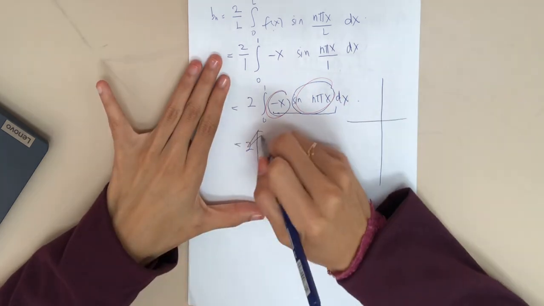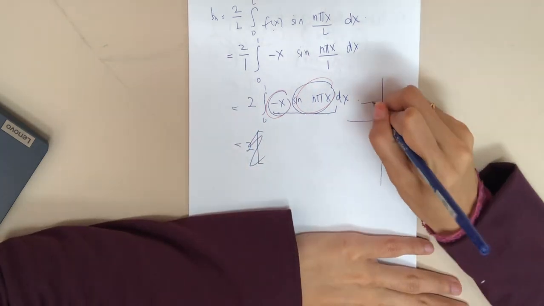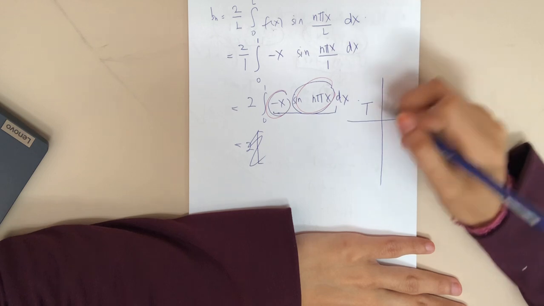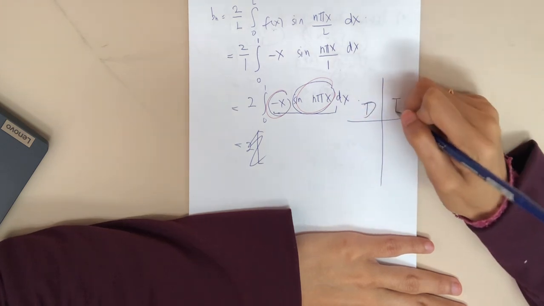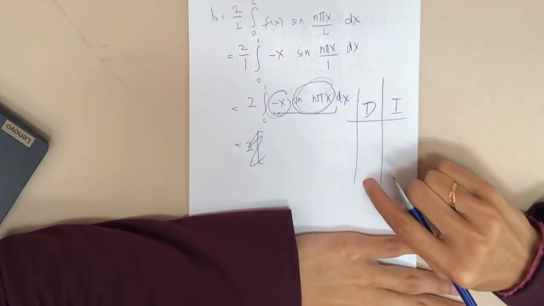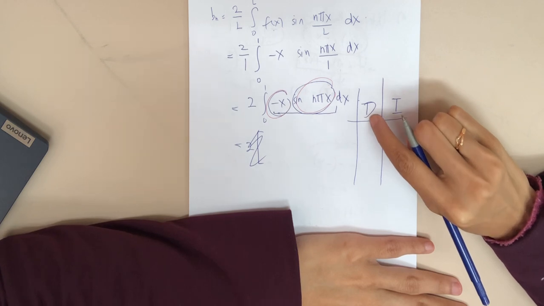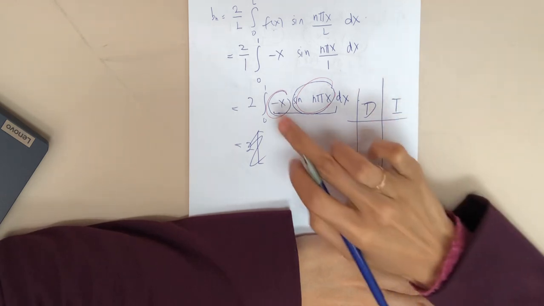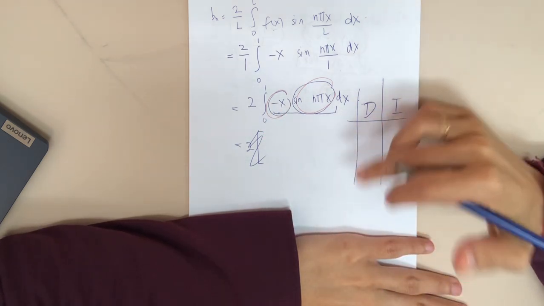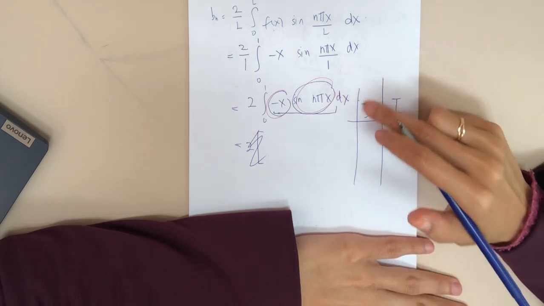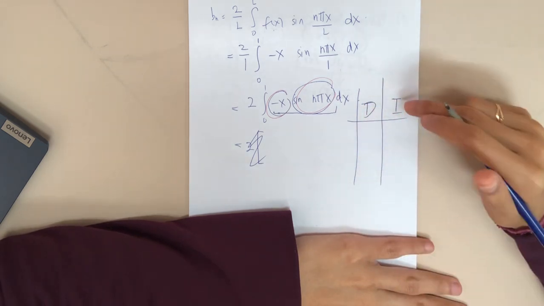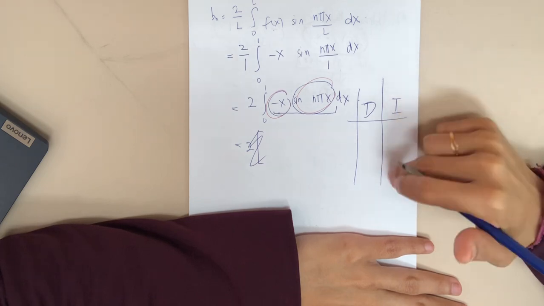Okay, tak? Okay, saya tunjuk. Alright, I'm using the tabular method. You have D and I. Column D represents differentiation. Yes, class, we are doing this for integration, but we still involve differentiation here. So column D is differentiation, column I is integration.